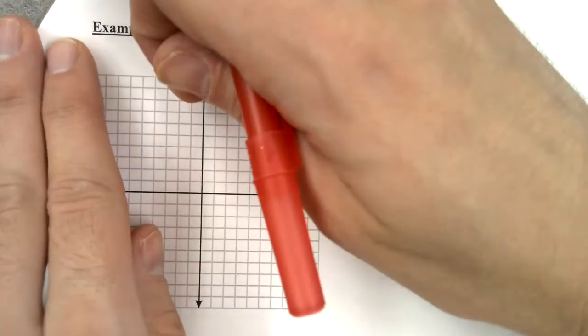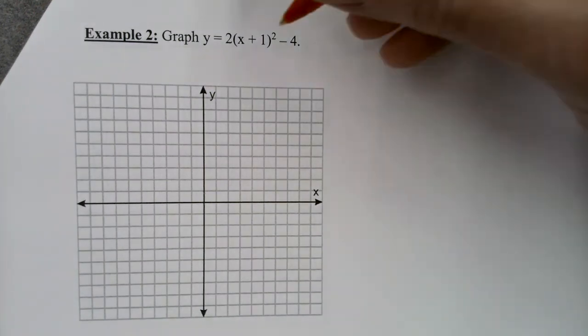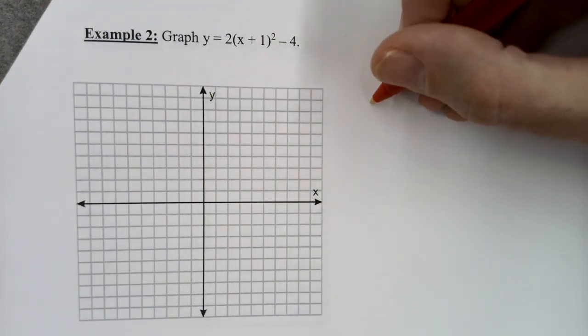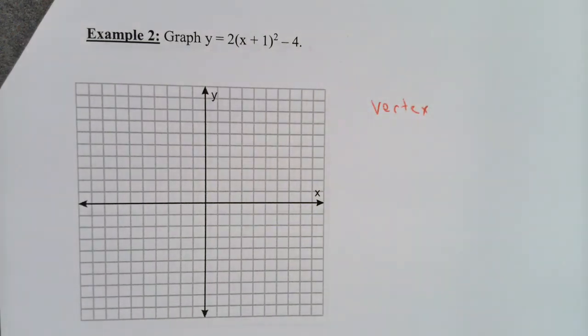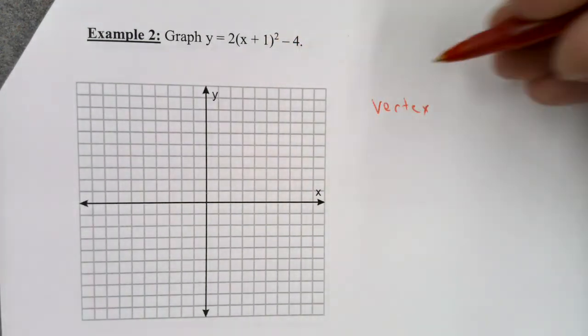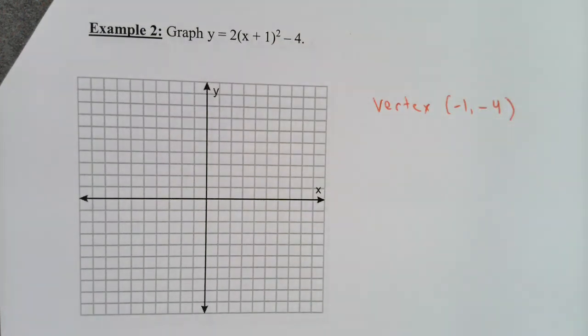So you should be able to look at this equation and get the vertex right away. So what is the vertex from this problem? Think back to the first page. The vertex is -1, -4. It's called vertex form, so you should be able to get the vertex right away.